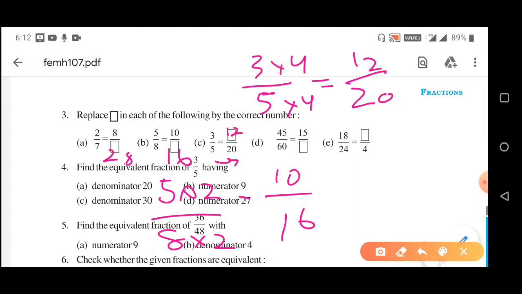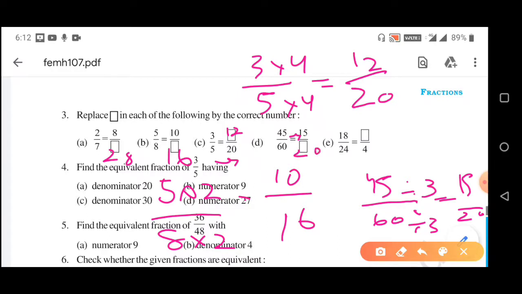Now the next one, you see 45, from 45 we are getting 15. So 15 is less than 45, so here we have to divide 45 by a number to get 15. How will we get 15? If we divide 45 by 3, then we will get 15 here. If we are dividing 45 by 3, we have to divide 60 by 3, so we will get 20 here. So 15 by 20.